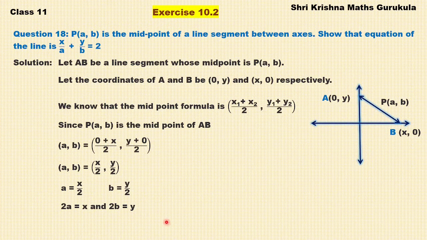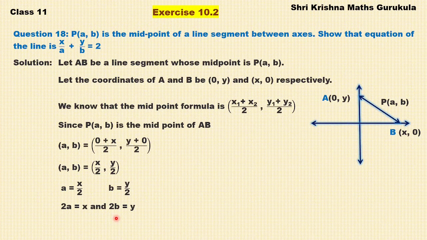So what do you understand from this? When we say x is equal to 2a, in this case, the x intercept, that is this distance from the origin to this point, is 2a. The x intercept is 2a and the y intercept, that is this distance from the origin to this point where the line cuts the y-axis, this y intercept is 2b. So that is what we can understand from this.